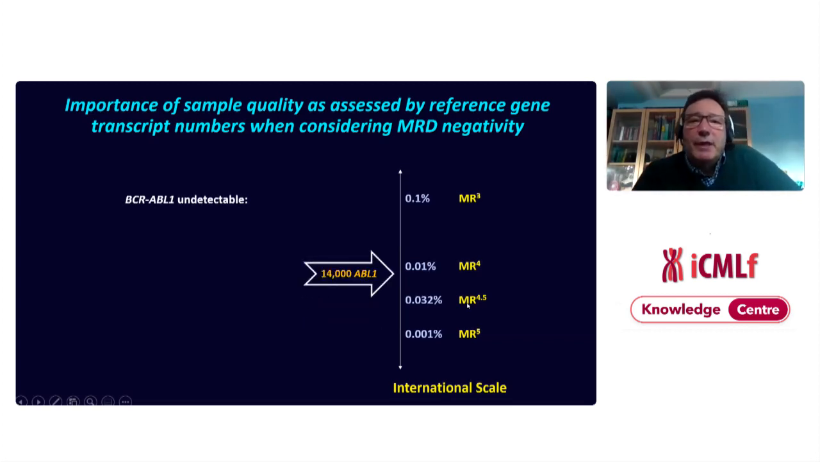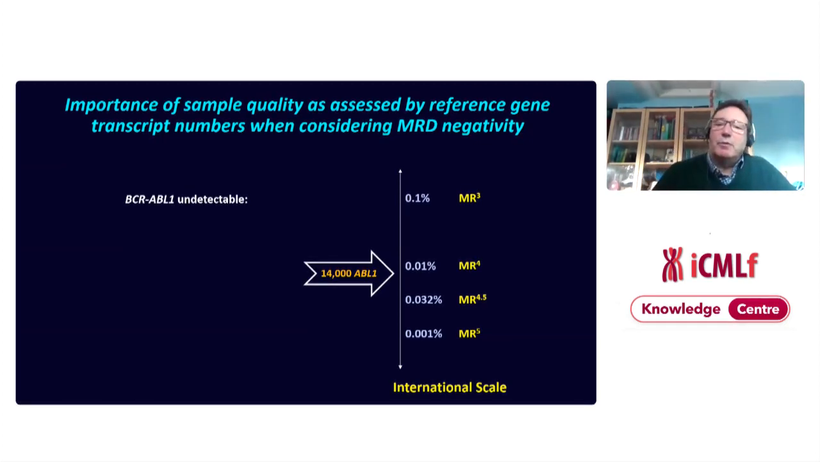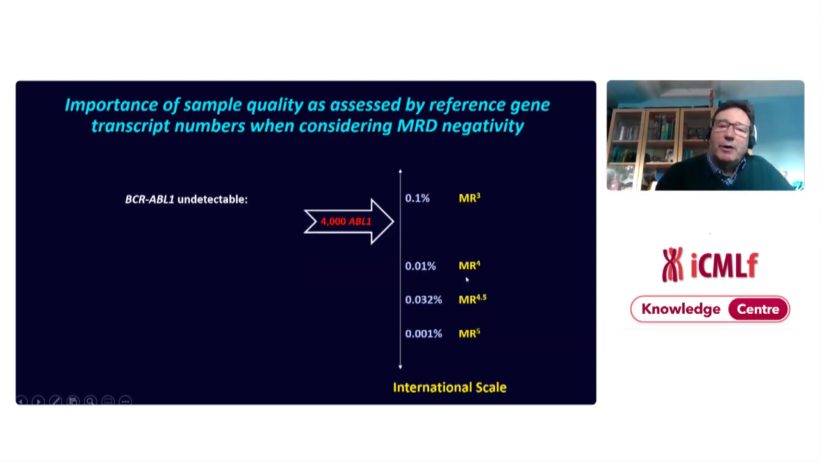So if BCR-ABL is undetectable, you only have 14,000 ABL. It's not a very good quality sample. You can just about exclude MR4. If you've only got 4,000 ABL, that's a really poor quality sample. Technically, you can exclude MR3. You cannot score deep molecular response. And in fact, most labs would score that as a technical failure.